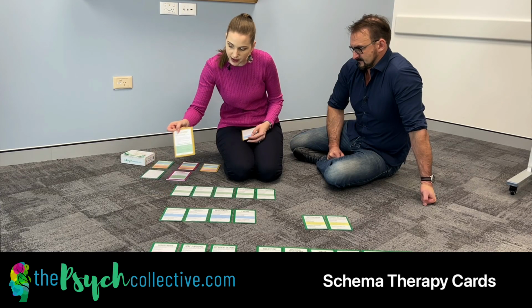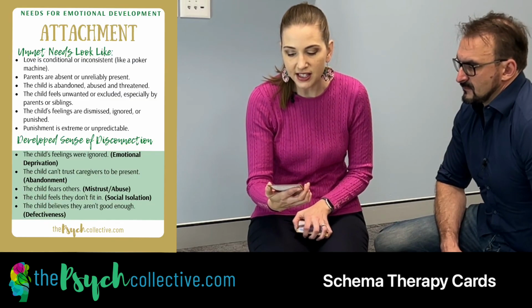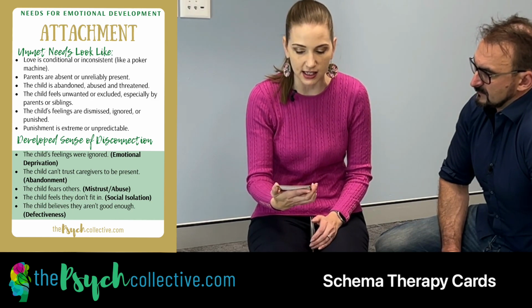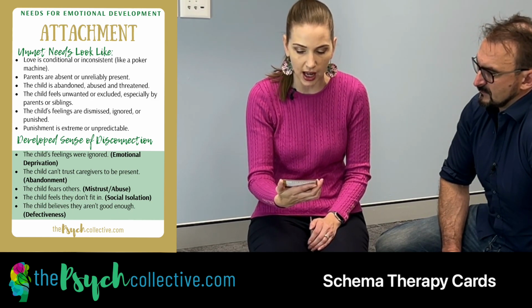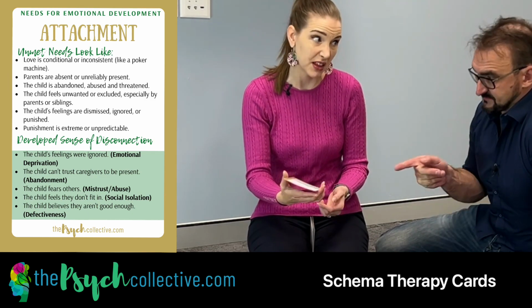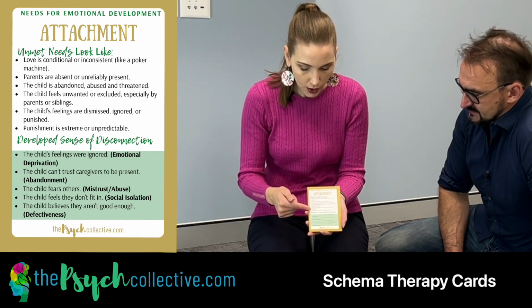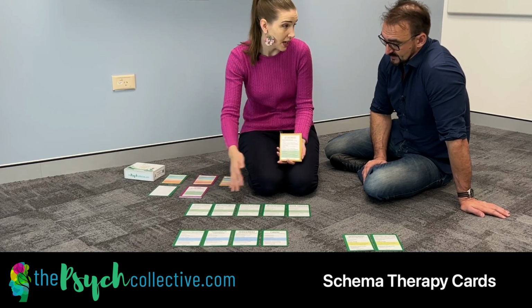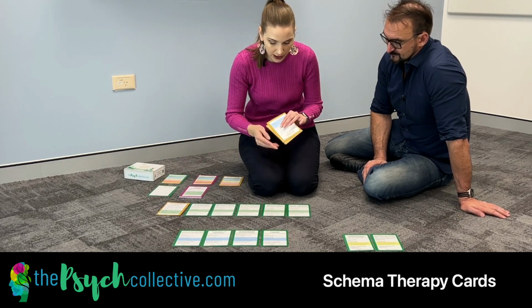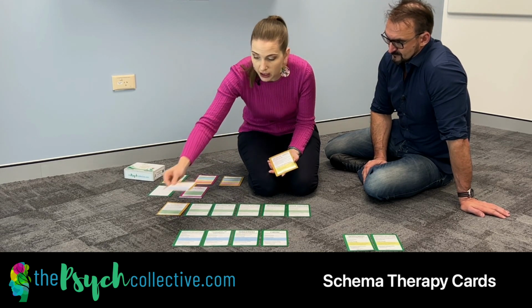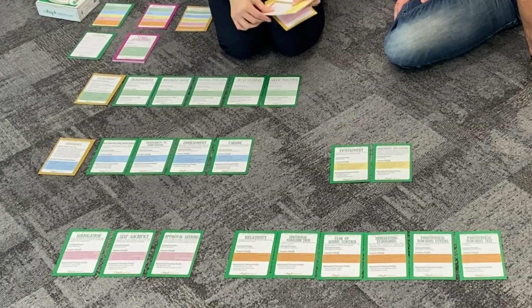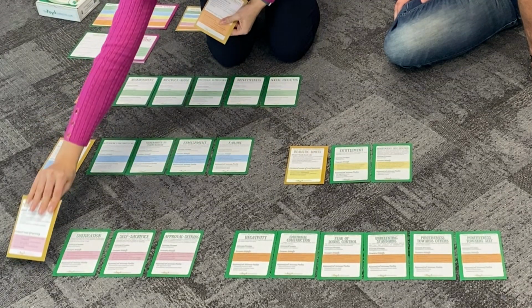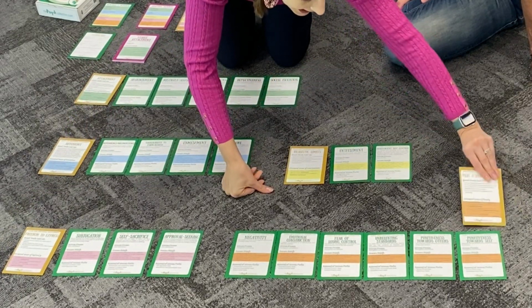On this side, you've got what it would look like if the need was not met. You're reading through that going, oh yeah, it's like love is conditional or inconsistent like a poker machine. Parents are absent or unreliably present. And if you're listening to this going, yep, that sounds like me, then an attachment need wasn't met. And so one of these schemas, or multiple, is going to be in play. Then we lay out your autonomy needs, realistic limits, freedom to express, and play and spontaneity.